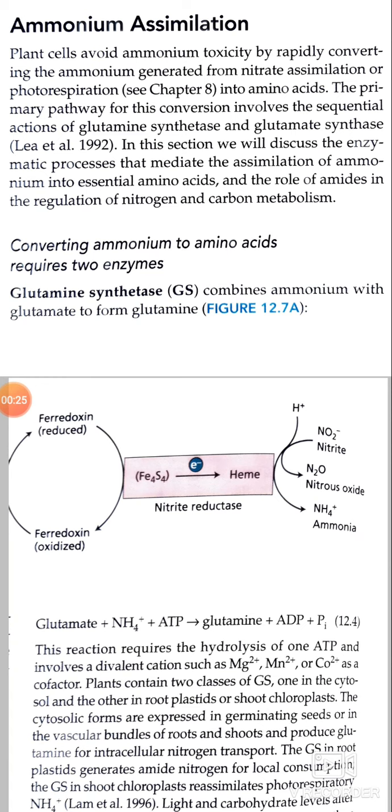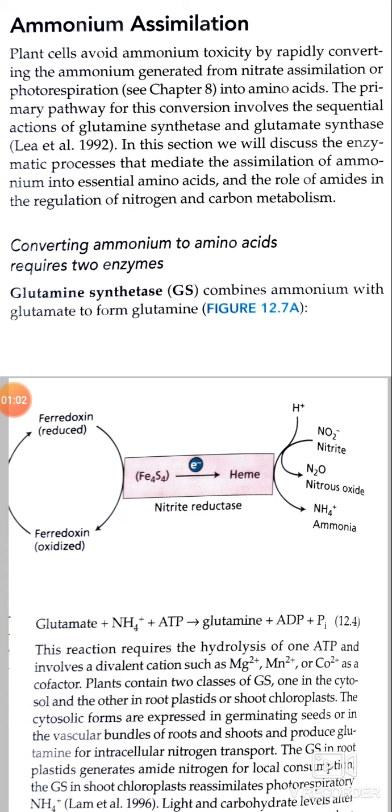Ammonium assimilation. Plant cells avoid ammonium toxicity by rapidly converting the ammonium generated from nitrate assimilation or photorespiration into amino acids. The primary pathway for this conversion involves the sequential actions of glutamine synthetase and glutamate synthase.